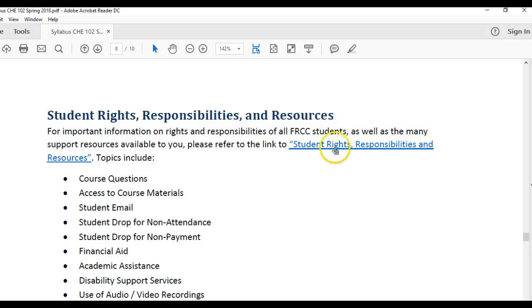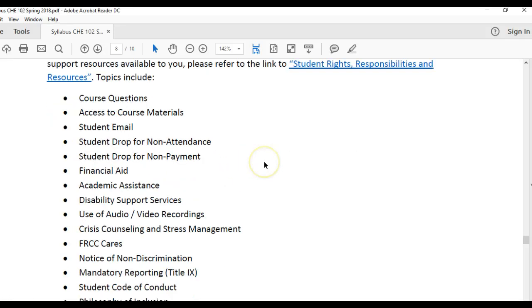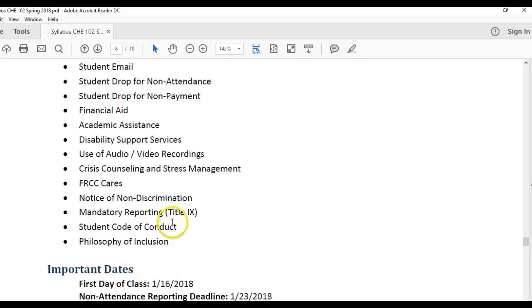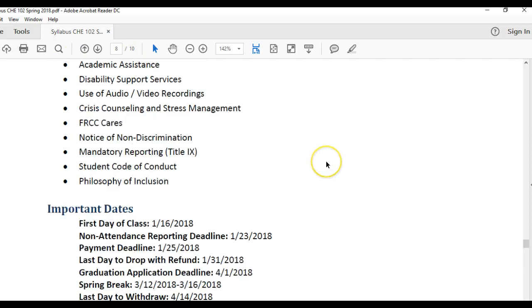If you go to the students' rights and responsibilities and resources, there are tons of topics of information about student email. I have to email you through a student email, not a personal email. There's information about dates, financial aid, using audio or video recording, a whole bunch of information. So if there's information you need to know, feel free to go there.